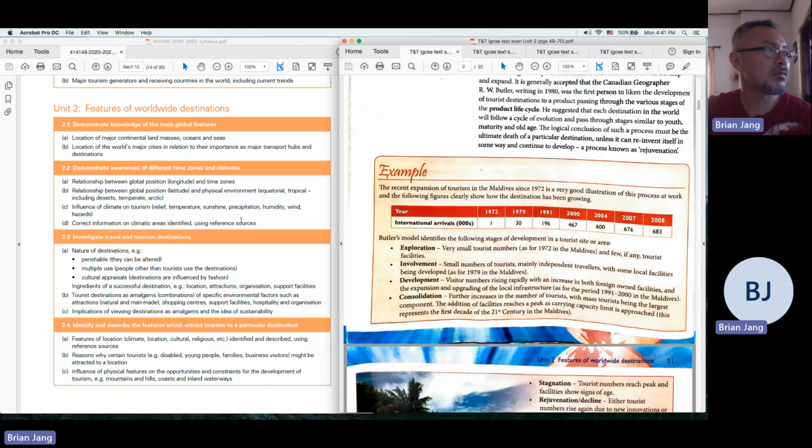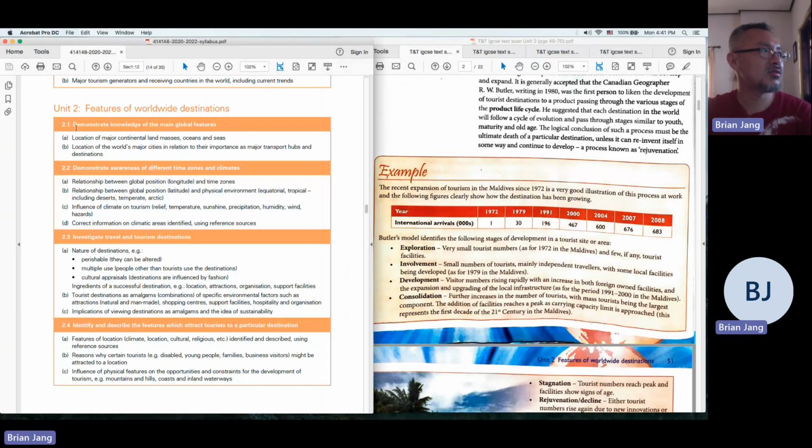Okay, so back to the syllabus, 2.1: demonstrate knowledge of the main global features. That starts on page 51 through 55. Letter A: location of major continental landmasses, oceans, and seas.